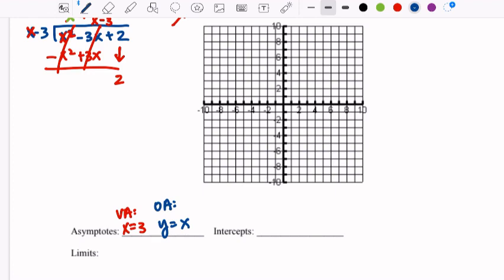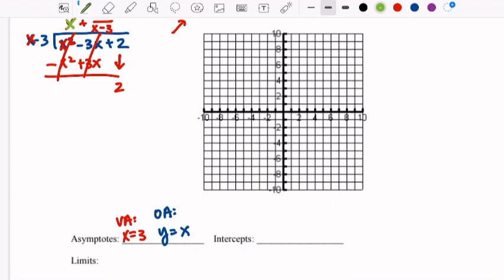Okay, so that means if my goal is to graph this, I can already start graphing some things in. So I have a vertical asymptote at 3. Okay, and I have my oblique asymptote at y equals x.